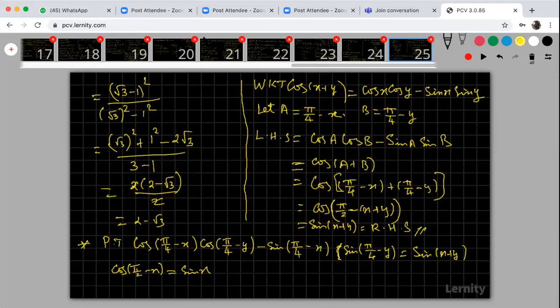Which step are you not understanding? I am adding pi by 4 plus pi by 4, that is pi by 2. This is okay. Here it is minus x, here it is minus y. Taking minus commonly, minus of x plus y. That is okay. And now look at this formula. I am applying that formula. Cos pi by 2 minus x is sin x. Here, cos pi by 2 minus of x plus y is sin of x plus y. In place of x, I have x plus y. So therefore cos of pi by 2 minus of x plus y is sin of x plus y. Are you okay? Any doubt?